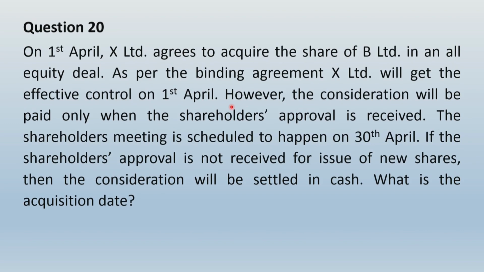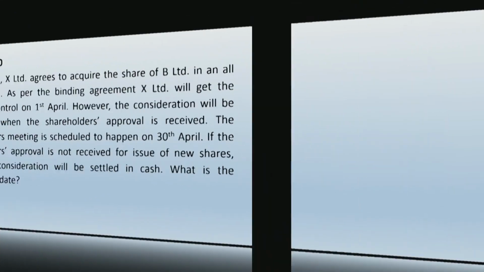Now friends, many students can confuse themselves and write 30th April because this appears to be the closing date. So don't always blindly take the closing date as the date of acquisition. Always look into the fact of which date the control is transferred. So let us see how to write up the answer for the same.